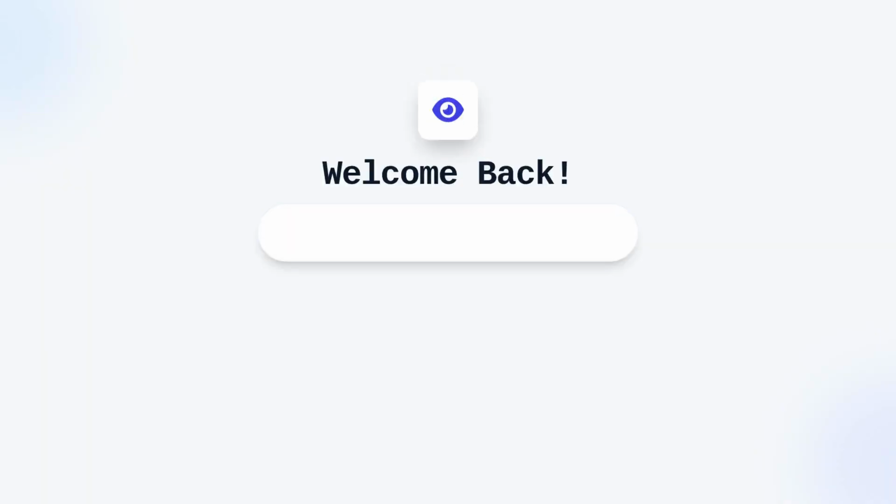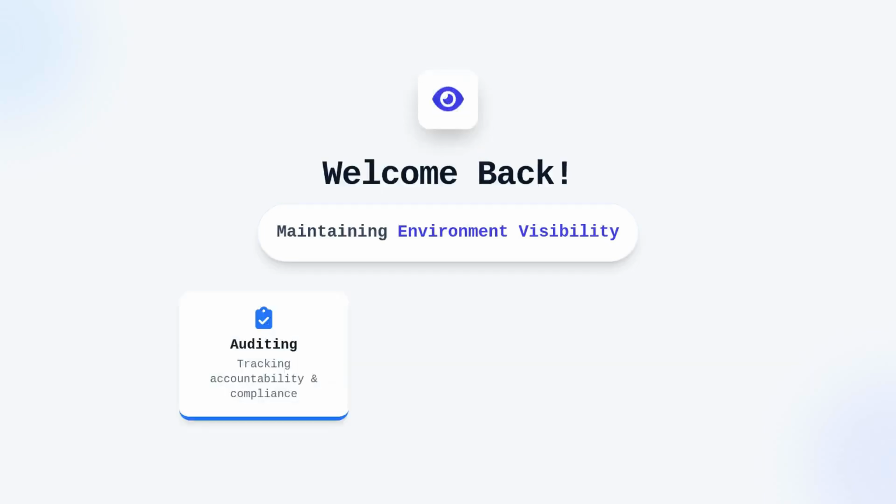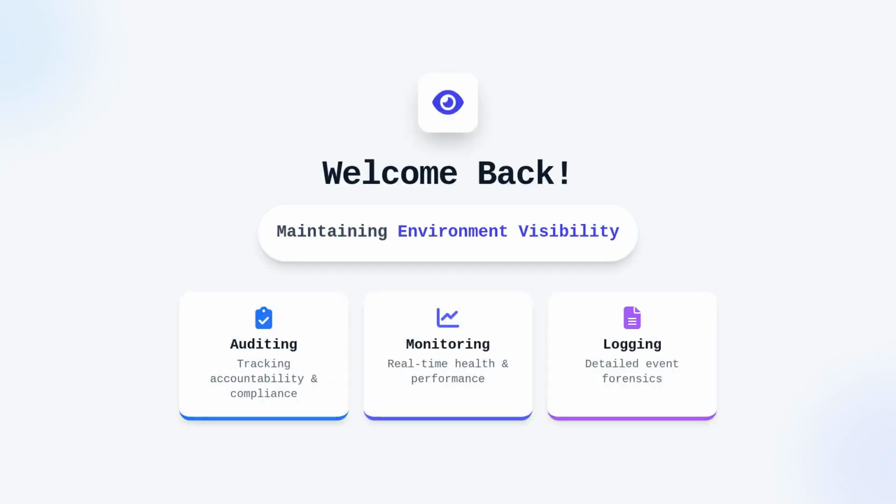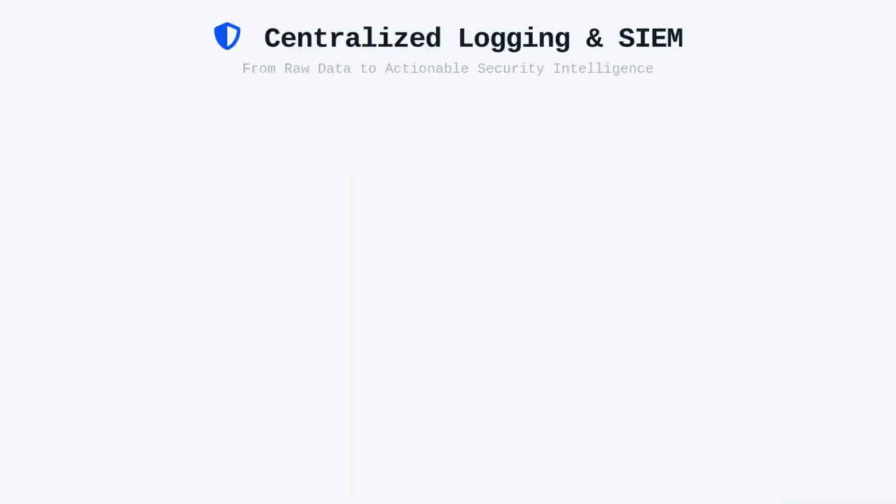Welcome back. In this chapter, we explore how to maintain visibility into your environment through robust auditing, monitoring, and logging strategies. Centralized logging is not merely about storage. It is about creating a coherent narrative from dispersed system events.